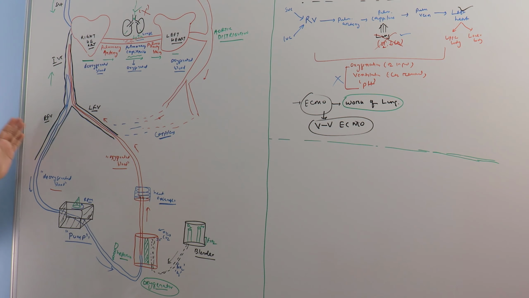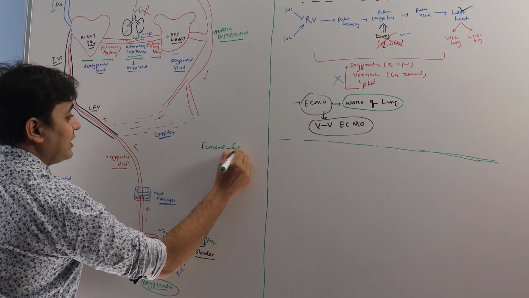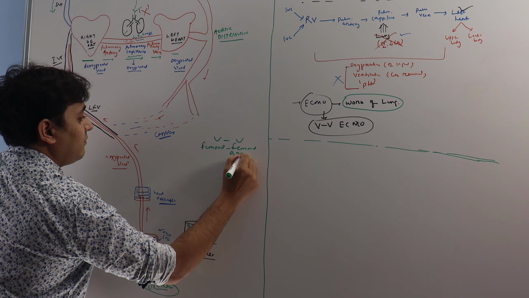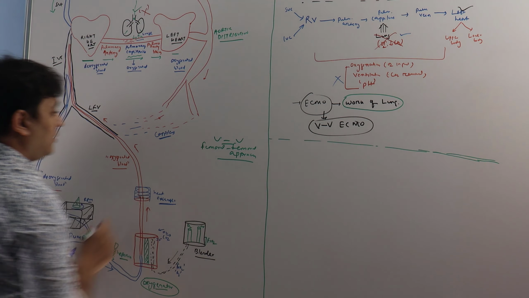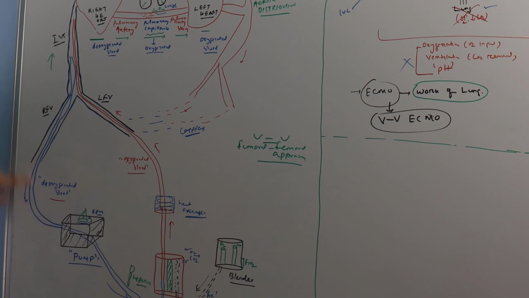So usually when you do a femoral approach, one femoral is one vein, and the other femoral is another vein. This is a VV ECMO, femoral approach. What you do, let's say, we take the deoxygenated blood from the right femoral vein, and we use a pump to take the blood out of the vein.